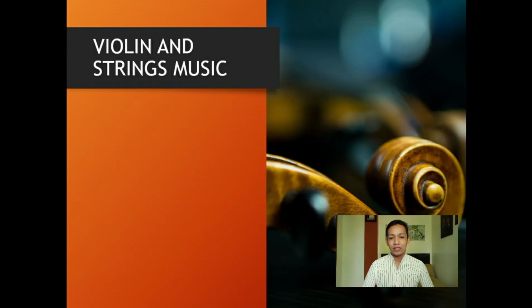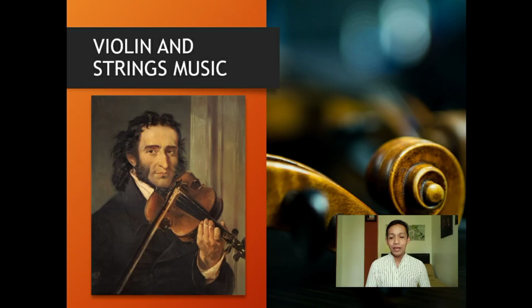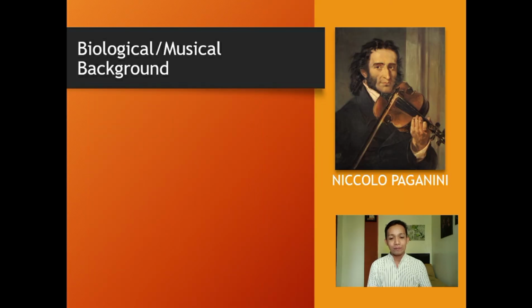First to consider is the violin and strings music during the Romantic era. Can you see the image of the violin player? Yes, of course. He is actually Nicolo Paganini. Nicolo Paganini is considered the most prominent composer for violin and strings music during the Romantic era.